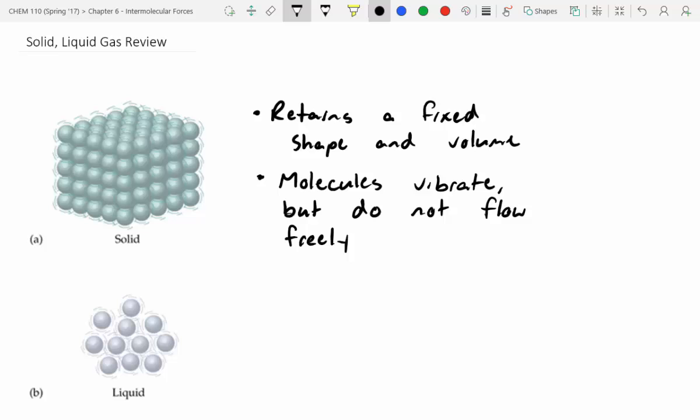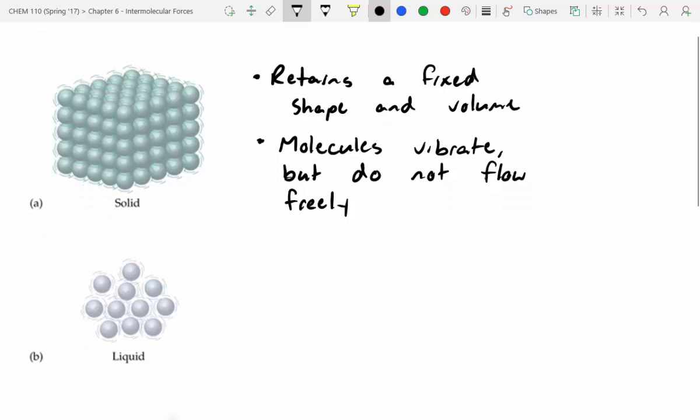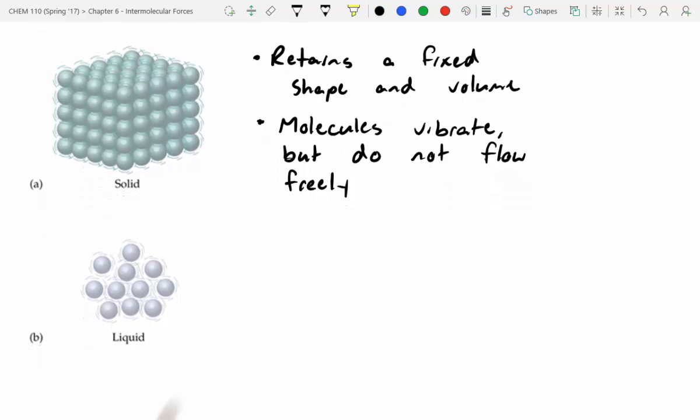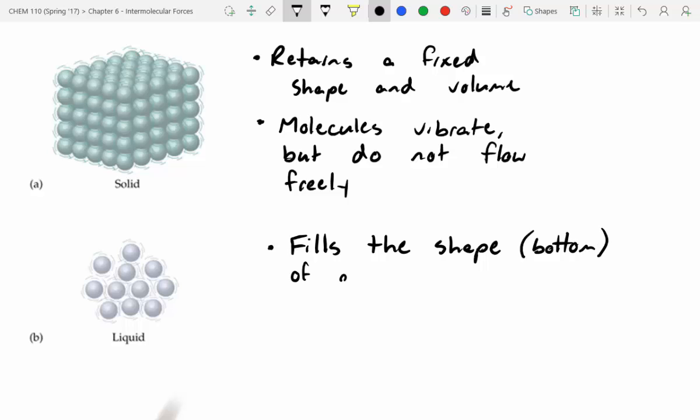All right, so those are some good definitions. How do we define a liquid? Yeah, it fills the shape of the container. At least the bottom of a container.